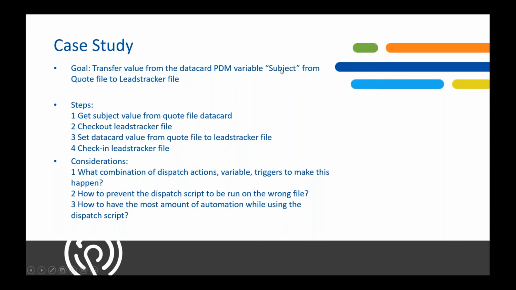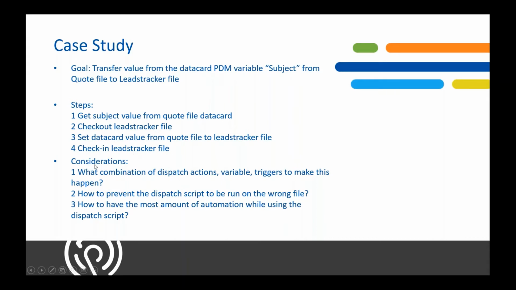For this one, we're just going to transfer the subject value from the quote file to the leads tracker file. And here I have laid out the steps, very basic. 1, we're gonna get the value from the quote file data card. 2, we're gonna check out the leads tracker file, because in PDM, in order for you to make a change to your data card, it needs to be checked out. And then we're gonna have to set the data card value from the quote file to the leads tracker file. So that's basically transferring the subject variable.